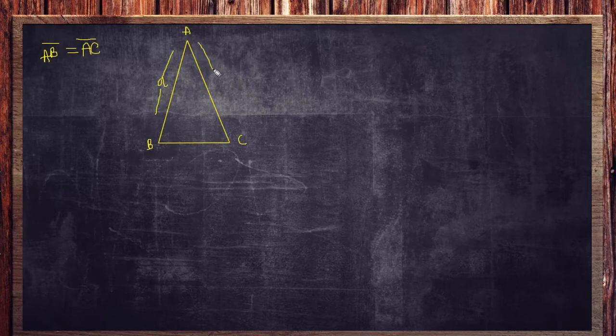Now coming to the isosceles triangle. What is that? This time only the base will be different, but these two lines will be equal. That means AB and AC are equal. Let me write it like this: AB and AC are both equal. Let this one be A, then this one also will be A. But the base, this one, will be different. So just remember it like that. This one is the isosceles triangle.